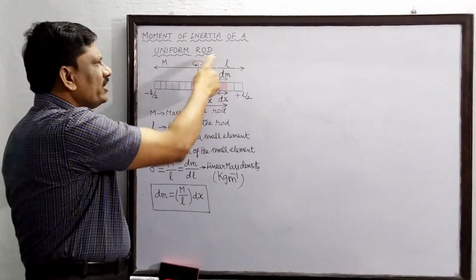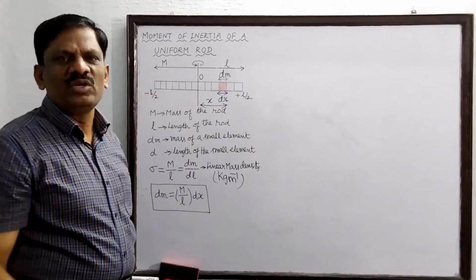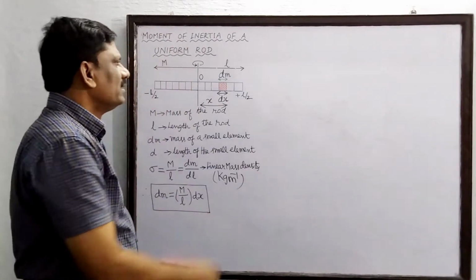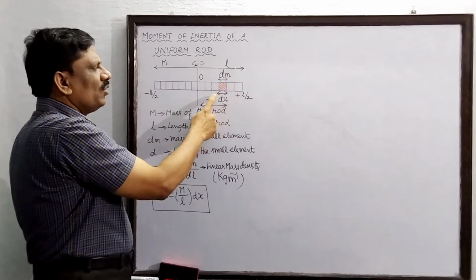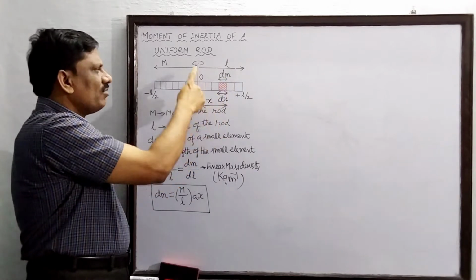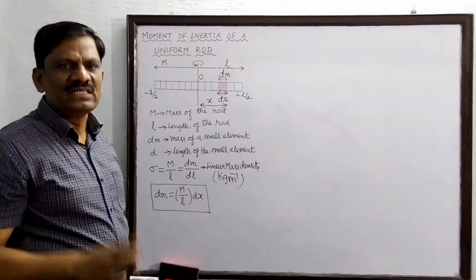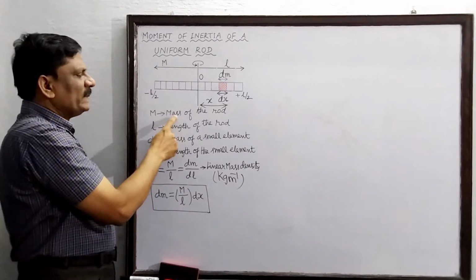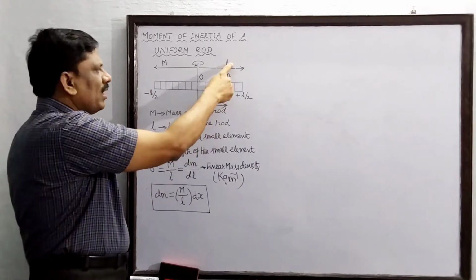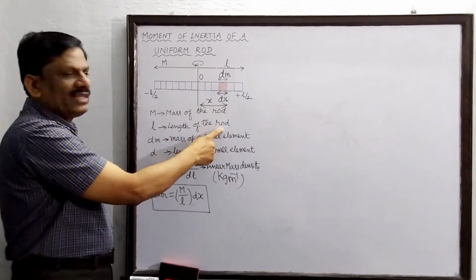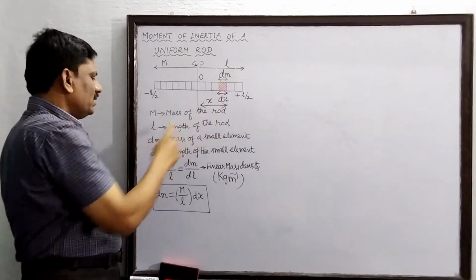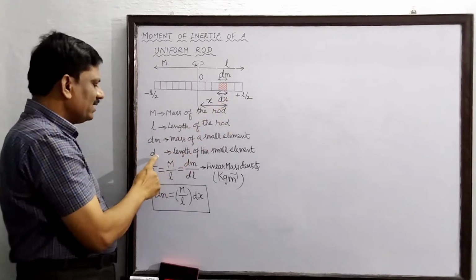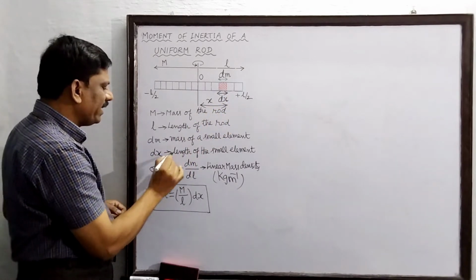Now, since it is a uniform rod, it is assumed to be made up of so many small elements, like dm, whose length is dx. So first we will introduce all the terms used in this derivation. So capital M denotes what? The mass of the rod. Small l denotes what? The length of the rod. dm denotes the mass of a small element, and dx denotes the length of the small element.